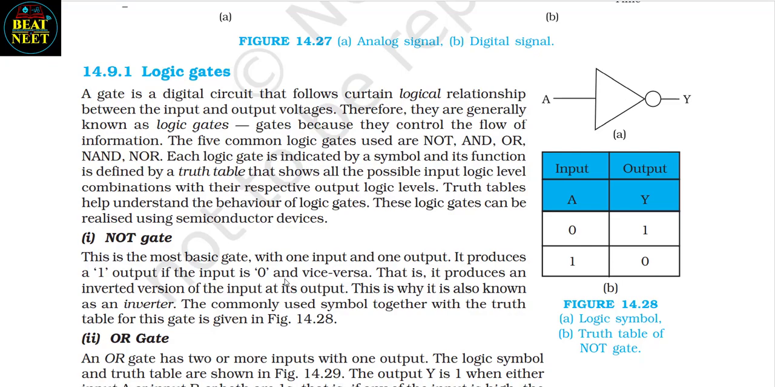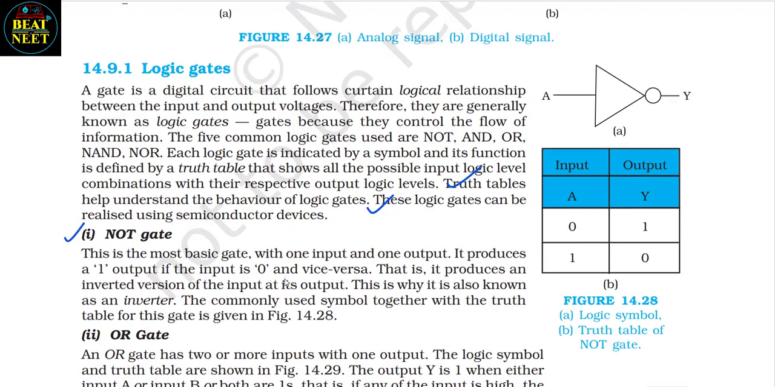Each logic gate is indicated by a symbol and its function is defined by a truth table that shows all the possible input logic levels combination with their respective output logic levels. Truth tables help understand the behavior of logic gates. These logic gates can be realized using semiconductor devices.